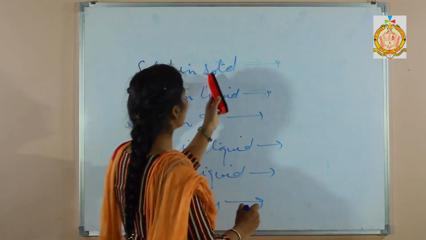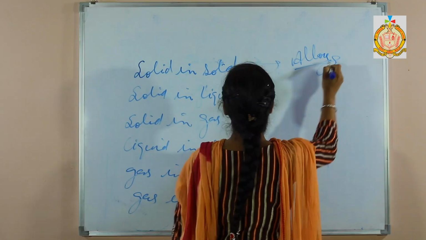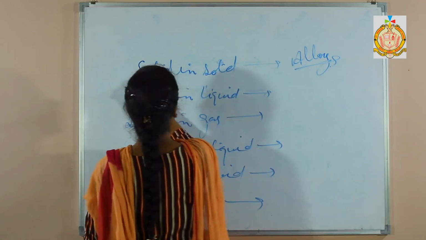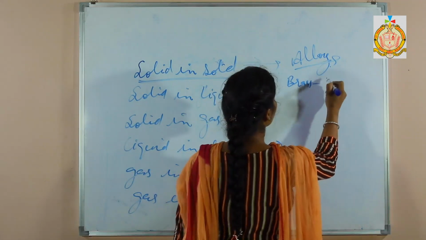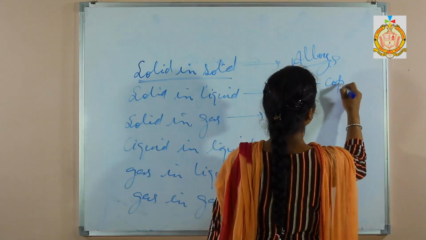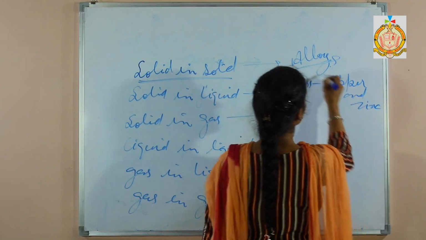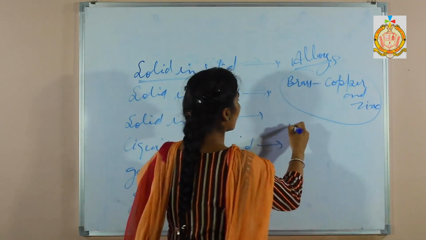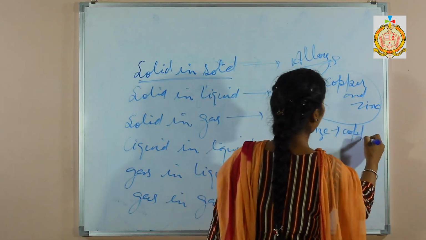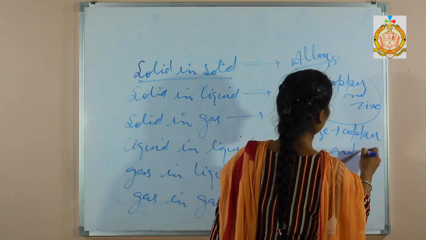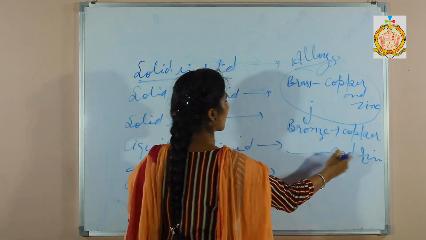Solid in solid. Alloys are homogeneous mixtures of solid in solid. Like brass is a mixture of solid copper and zinc, and it is a homogeneous mixture. Same, bronze is a mixture of solid copper and solid tin, and both are homogeneous mixtures.